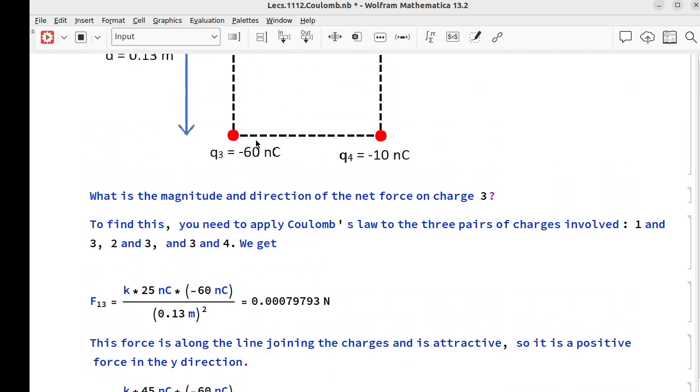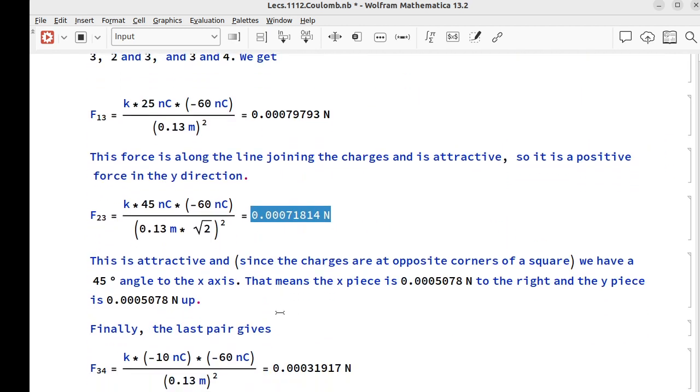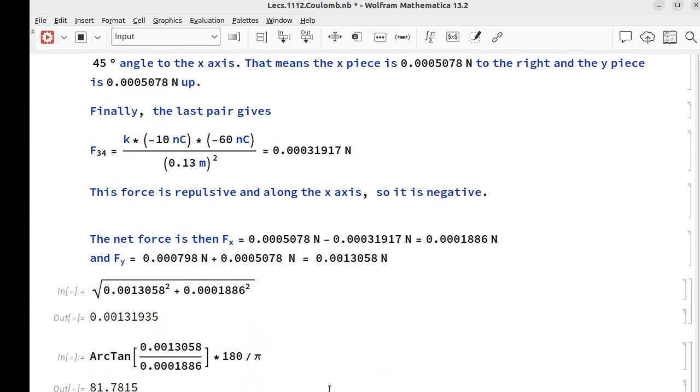Last pair is here. These two are negative. The distance between them is just 0.13 meters, and they have to repel each other. So we know Q3 is going to get pushed directly to the left by this. We put in our numbers, negative 10, negative 60. We get a positive force directly to the left. So to add up our net forces, we take the 2 that we have in the x direction and get this. The 2 that we have in the y direction and get this.